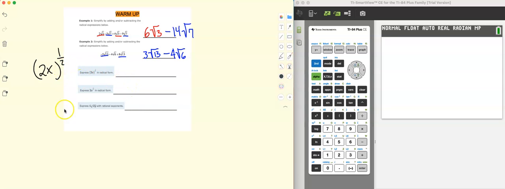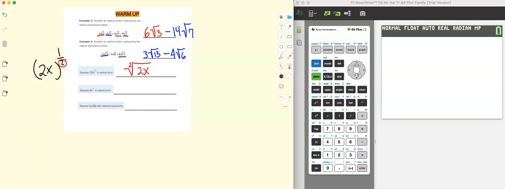If I want to write this as a radical, remember this is my index number and this is my exponent. So I'm going to write my radical, which is the square root, and that means the 2 is my index number, and the 1 would be my exponent. More importantly, all of this would be under the radical because they're all in parentheses.